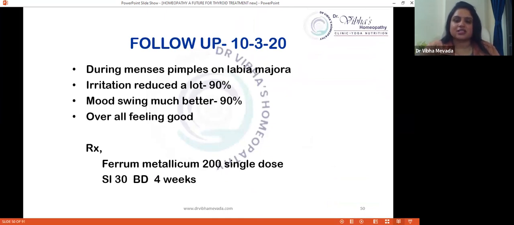And in the next or fourth follow-up, she said that her mood swing is better and irritation is better by 90%. Overall, she is feeling better. But a new symptom appeared, which is during menses, there are some pimples on the labia majora. They were there before her menopause, and she said that symptom has reappeared, the first time after that. And reappearance of an old symptom is always a positive sign for the progression of the case.